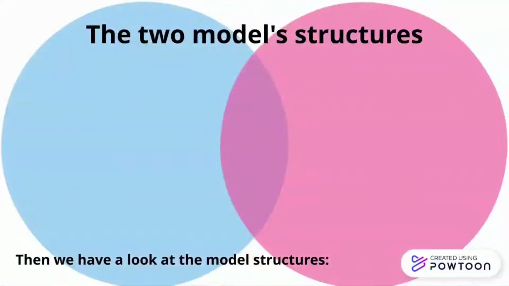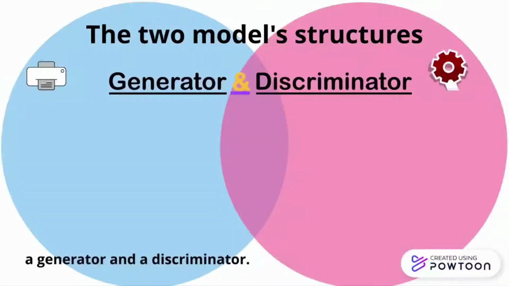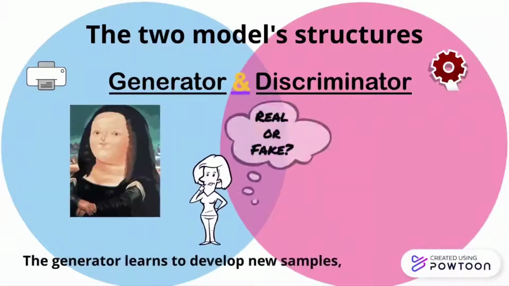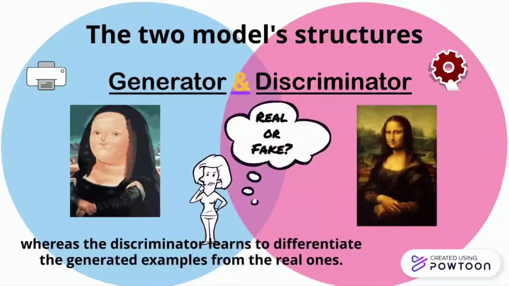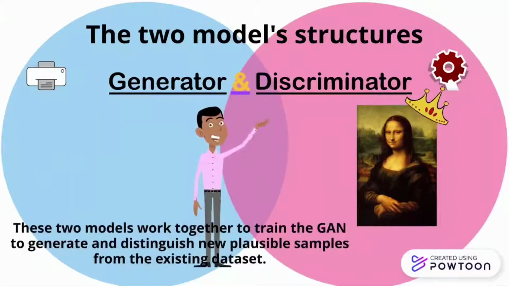Then we have a look at the model structures. GAN is composed of two neural network models, a generator and a discriminator. The generator learns to develop new samples, whereas the discriminator learns to differentiate the generated examples from the real ones. These two models work together to train the GAN to generate and distinguish new plausible samples from the existing datasets.